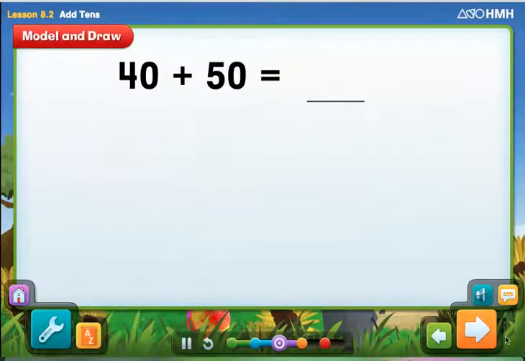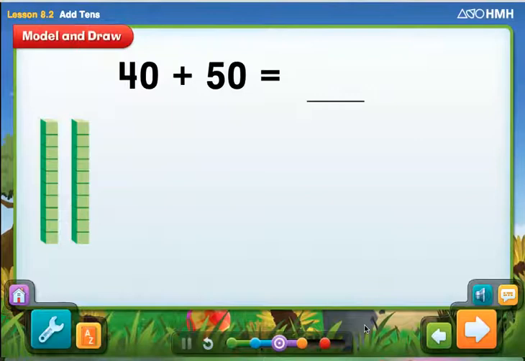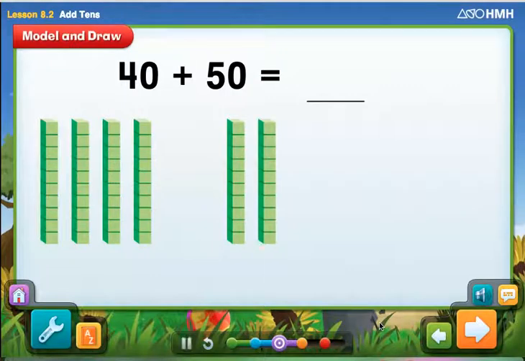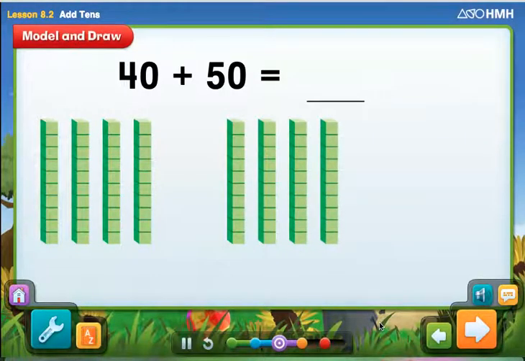How can you find 40 plus 50? You can use base 10 blocks to model the tens. First, model the add-in 40. One ten, two tens, three tens, four tens. Next, model the add-in 50. One ten, two tens, three tens, four tens, five tens.